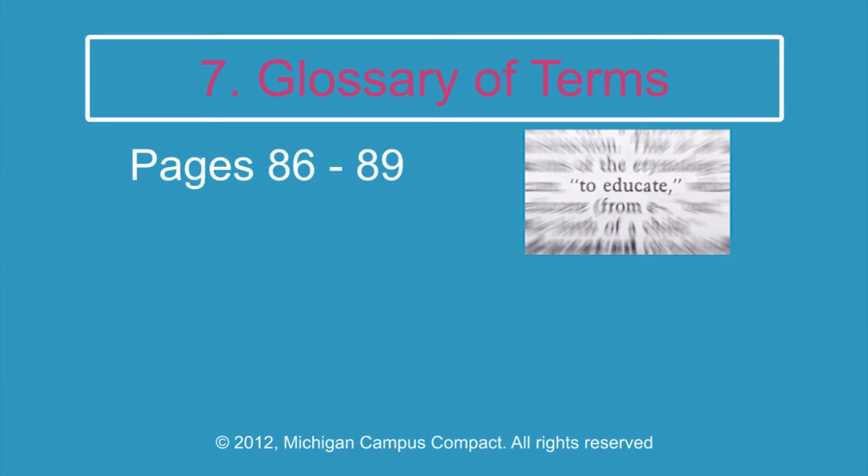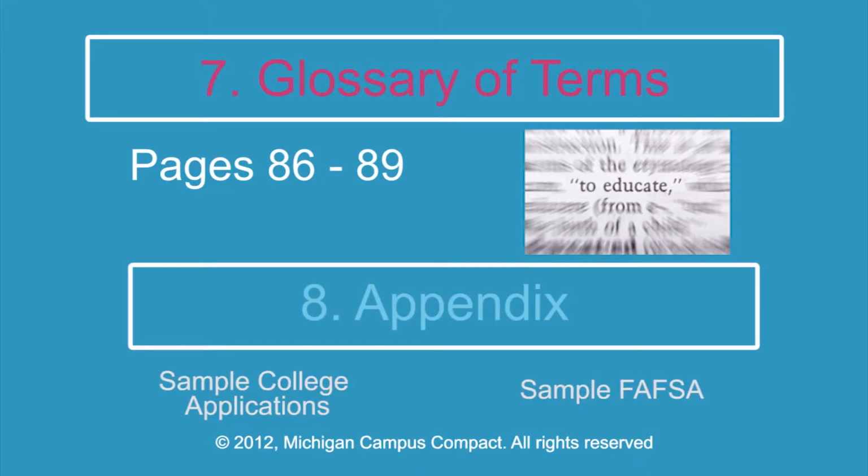The Glossary of Terms on pages 86 to 89 has a variety of definitions for different things that have been used throughout the entire manual. In section 8, the appendix, it has sample college applications and a sample FAFSA, which is very important for students to become familiar with. And really, you can use the manual to help students fill out these applications and forms so they really get an understanding of how to do it, and they can keep it as a resource for the day that they're ready to have their parents help them fill out these forms.